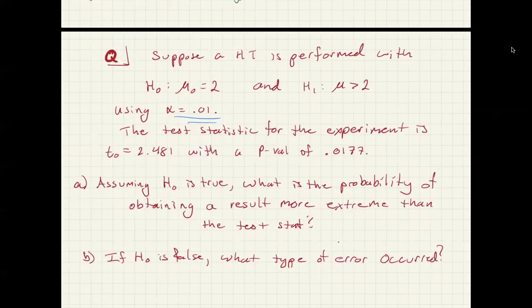All right, this is a type of question that doesn't require any computation, but it can test your conceptual knowledge and doesn't really show up on ALEKS. But okay, so suppose a hypothesis test is performed where the null hypothesis is that mu naught equals 2 and the alternate hypothesis is that mu is greater than 2. Okay, fine. So we do a test and we have this test statistic, 2.481. It means that what we get is about 2.5 standard deviations away from the mean. Its p-value is 0.0177. Okay, so it's not very likely. It happens about 2% of the time, or 1.7% of the time.